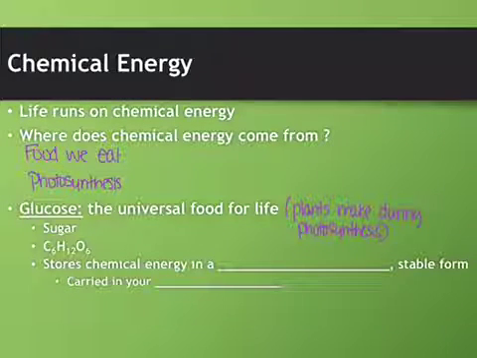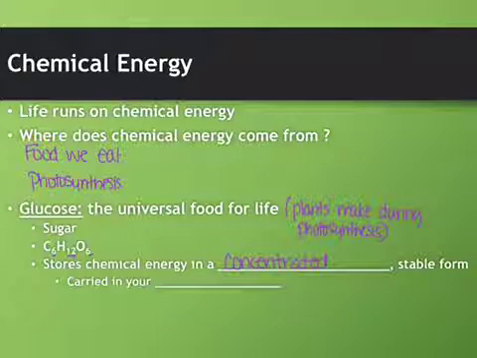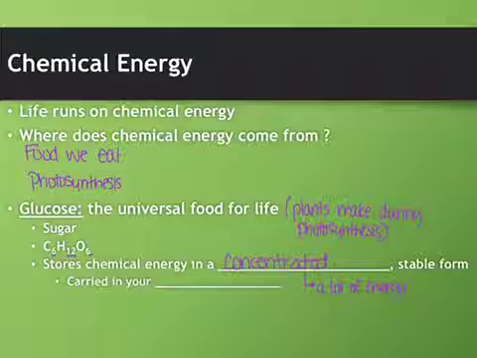So glucose is a sugar, and it has a chemical formula of C6H12O6. So that means that there's 6 carbon atoms, 12 hydrogen atoms, and 6 oxygen atoms bonded together. Glucose stores chemical energy in a concentrated but stable form. So concentrated means that there's a lot of energy in a small package.